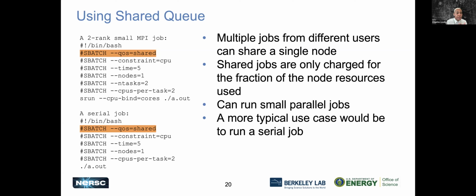And so this is just giving you an example of the different flags and constraints that you want to use when you're doing a shared job. And so this one is an example of an MPI job that's just going to use two MPI tasks using srun, then just a demonstration of a simple serial job that is just executing a.out.